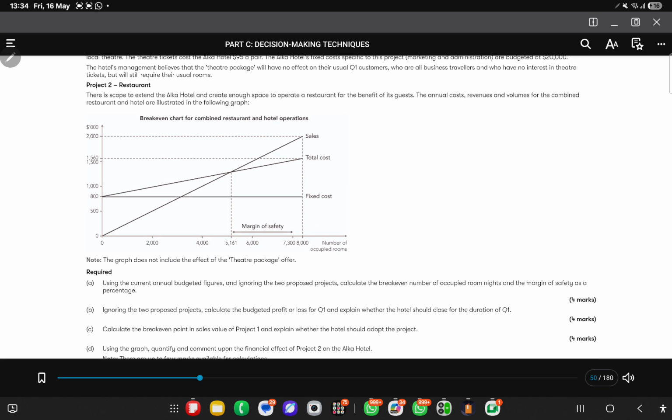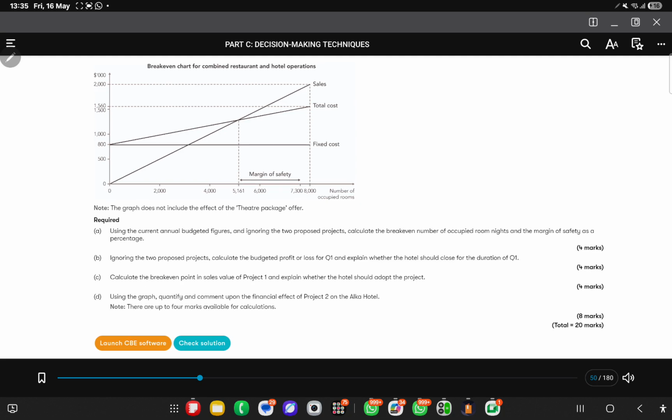So project 2, the restaurant. There is scope to extend the ACCA Hotel and create enough space to operate a restaurant for the benefit of its guests. The annual cost, revenue and volumes for the combined restaurant and hotel are illustrated in the following graph. So they have given you a conventional break-even chart which shows the revenue, the total cost and the fixed cost. The graph does not include the effect of the theatre package offer.